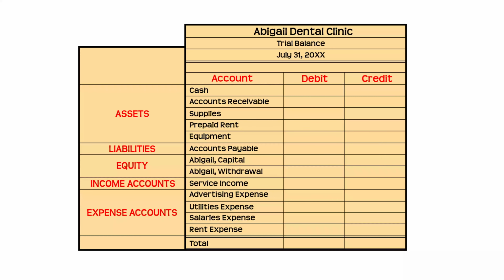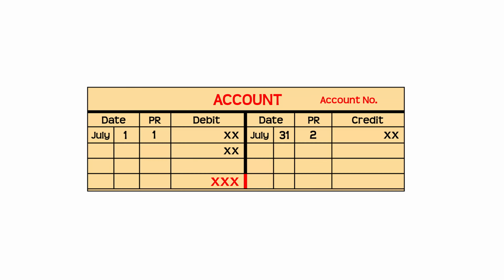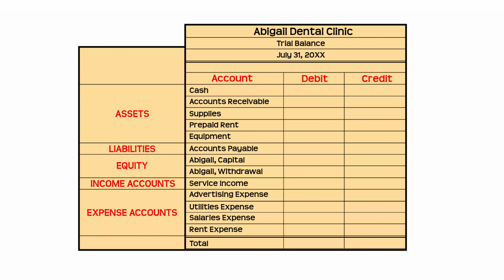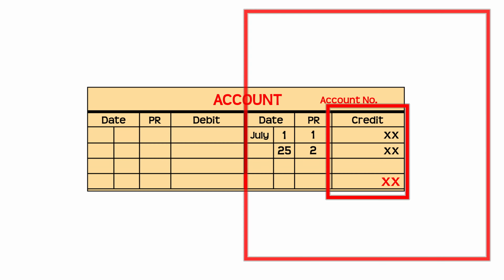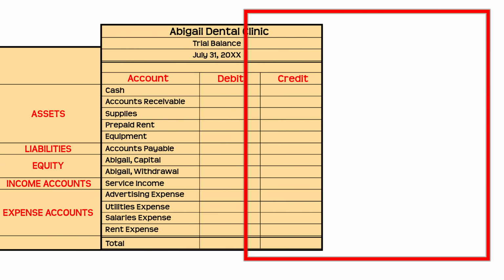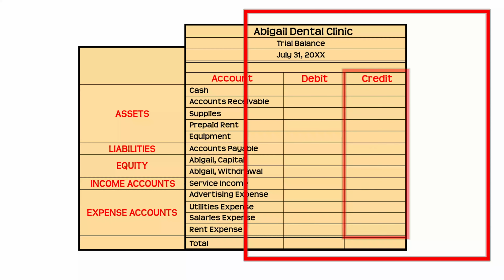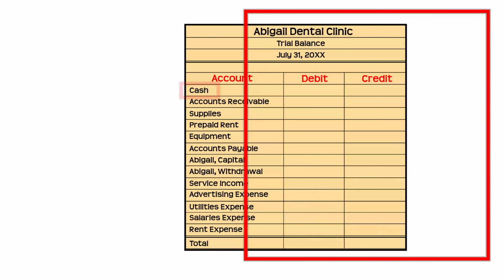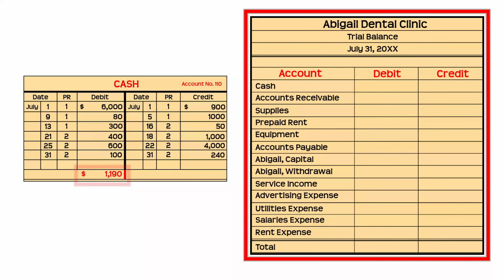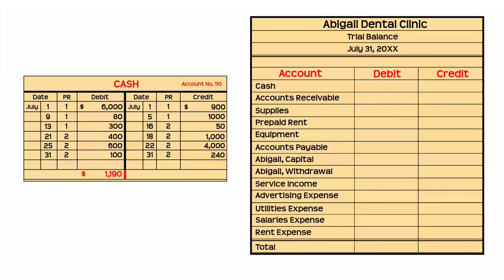The amount to be debited and credited is derived from the balance in the general ledger. When the balance is on the left side of the ledger, the account is debited on the trial balance. When it is on the right side, it is credited. The cash account, for example, on the ledger is used for the trial balance. Since it is on the left side of the ledger, it will be debited.